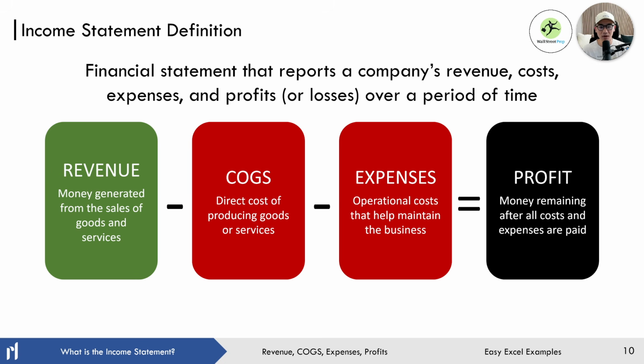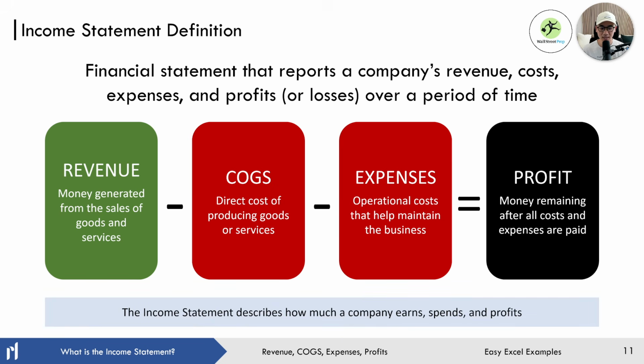This is different from actually having cash flow, which we'll go through in the next video on the cash flow statement. Each of these components is also a little more complicated than what I've written here, but that's what we're going to go through throughout the rest of this video. So, as a quick summary, the income statement describes how much a company earns, spends, and profits.